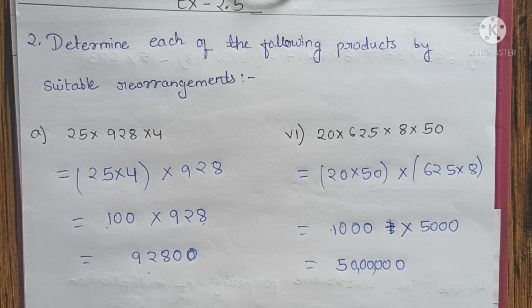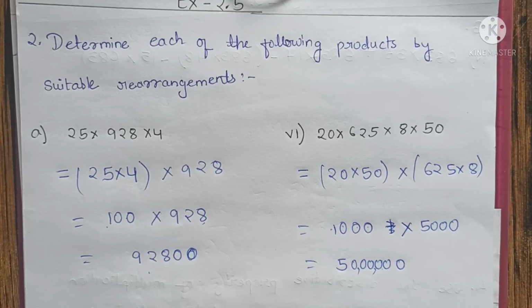So we need to arrange and make the group in such a way that if we multiply those numbers, we get a multiple of 10, 100, 1000, or we get 0 in the last. Okay, so in this way you can complete question number 2.